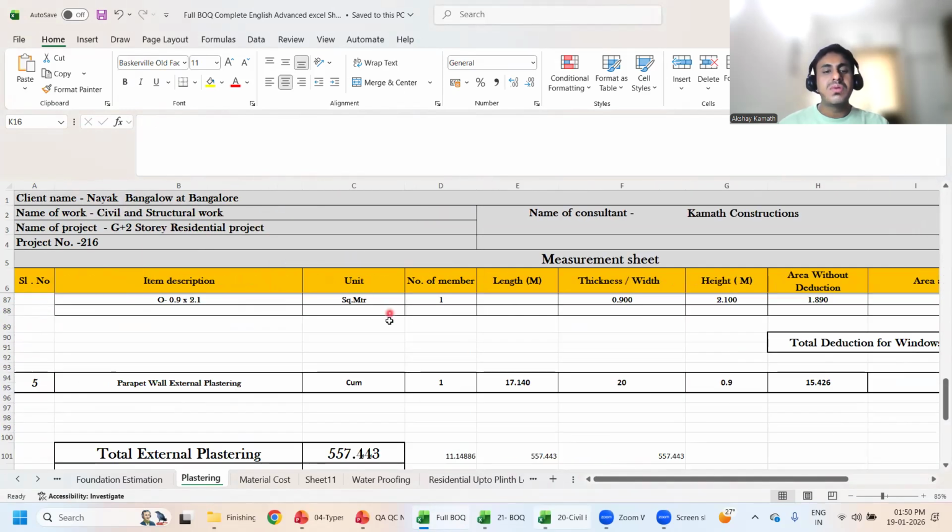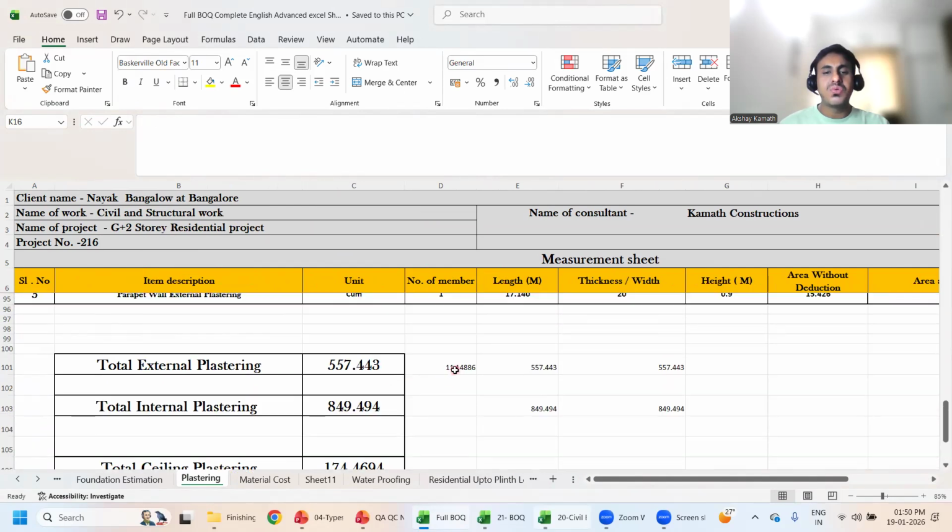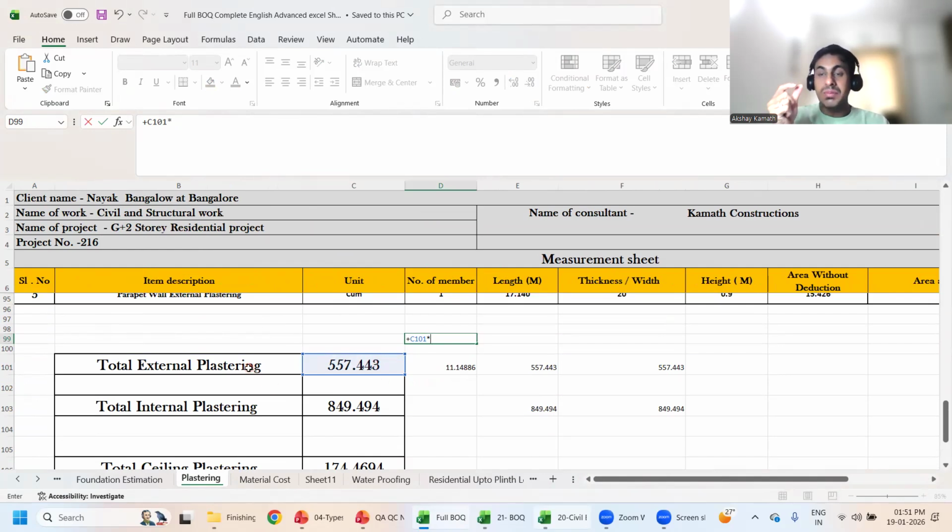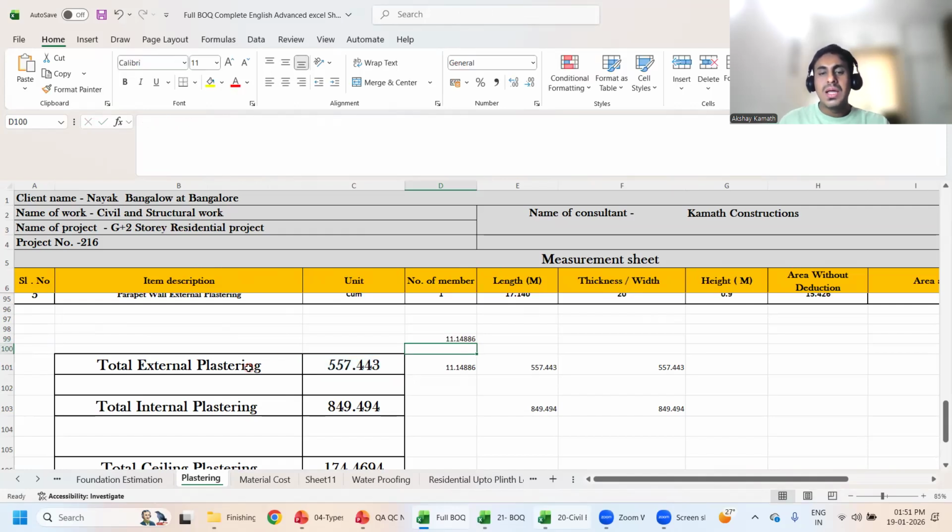Okay. So it's very simple. See here, I'll show you what I've done. So this is an area, the total area of plastering. If you want to find the mortar quantity, how will you find it? You have to convert this into cubic meter. So how do you find it in cubic meter? You multiply this total area with the thickness of the plaster. This is external plastering. Let's say I'm going with 20 mm, so I'll multiply this by 0.02. Okay. I'm getting 11.14 cubic meter of plastering to be done.